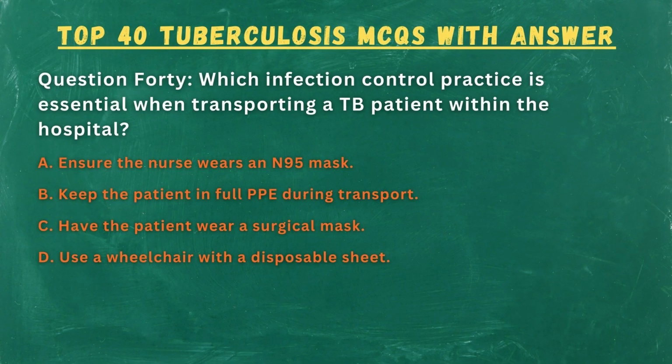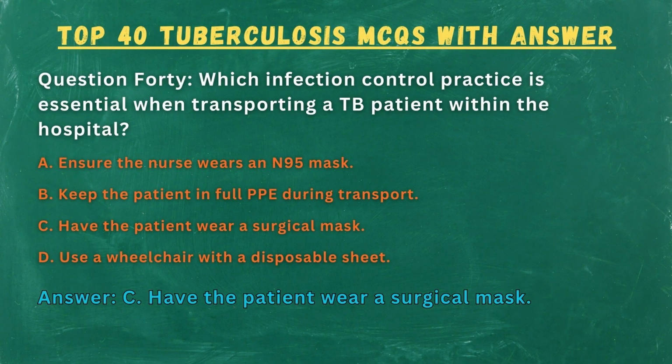Question 40. Which infection control practice is essential when transporting a TB patient within the hospital? A. Ensure the nurse wears an N95 mask. B. Keep the patient in full PPE during transport. C. Have the patient wear a surgical mask. D. Use a wheelchair with a disposable sheet. Answer: C. Have the patient wear a surgical mask.